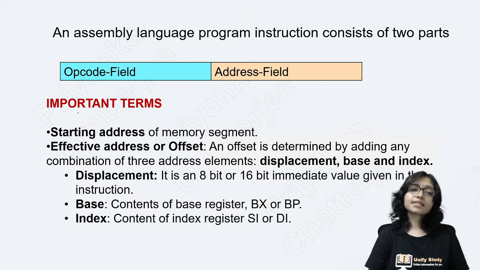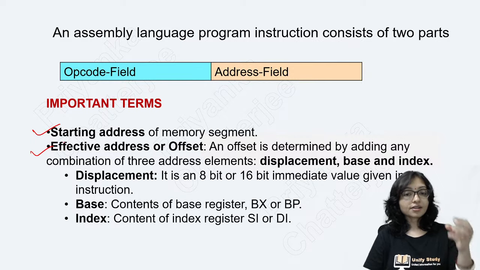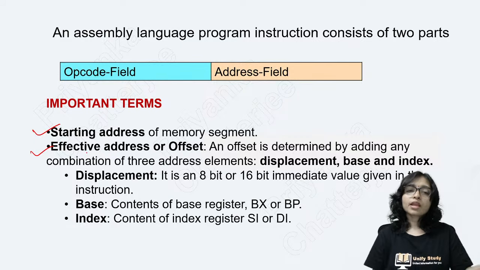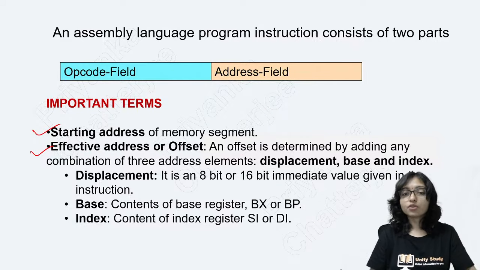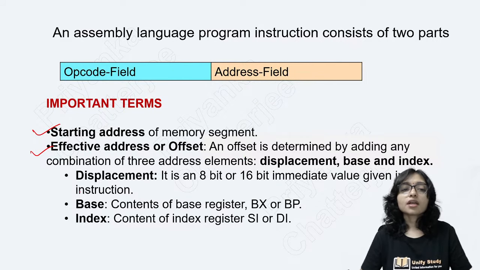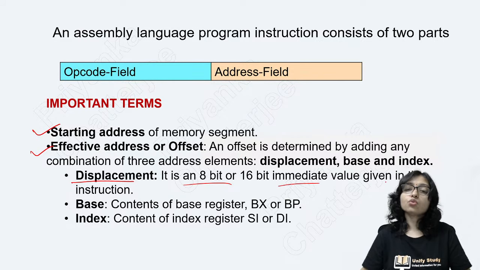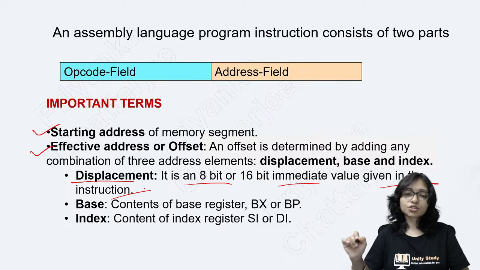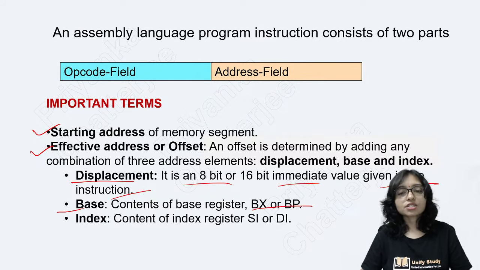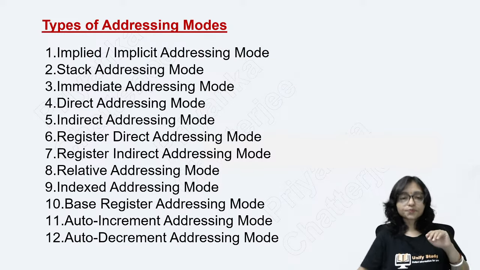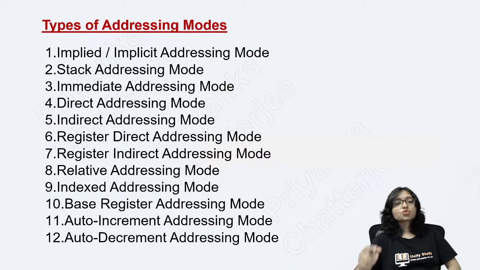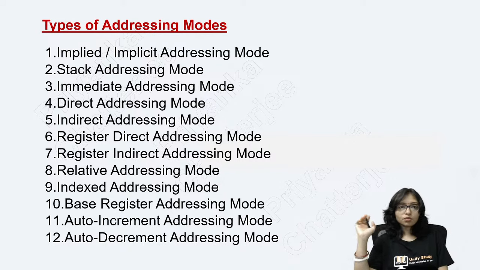Now here is some terminology. Starting address means from where you are starting. Effective address means the exact value after calculation; that is your effective address. Displacement is an 8-bit or 16-bit immediate value that can be given in the instruction. Base means base register, index means index register. These are some required terms. Now I am going to tell you all the types of addressing mode.